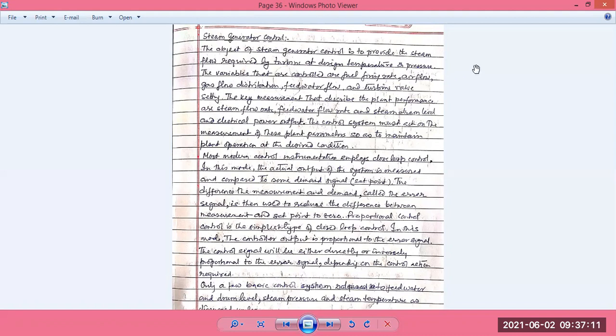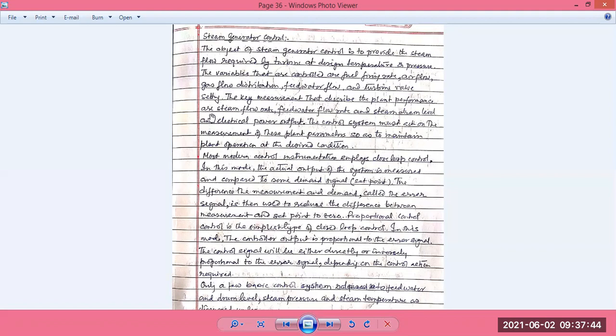It means the object is required by the design temperature. The variables that are controlled are fuel, firing rate, airflow, gas flow distribution, feed water flow, and turbine valve setting. So, what are the factors which we are supposed to control so that the entire system will be well under control, and in fact, the system should run with the highest efficiency itself.